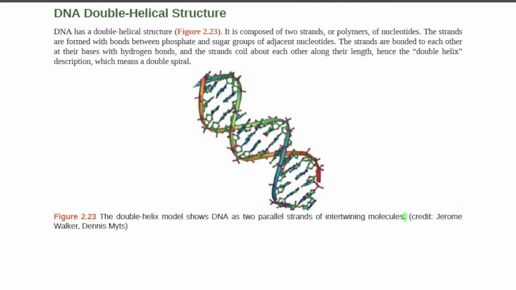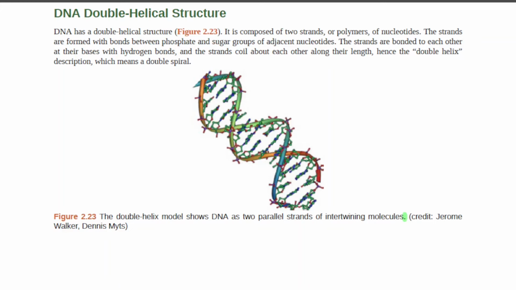DNA double-helical structure. DNA has a double-helical structure. It is composed of two strands or polymers of nucleotides. The strands are formed with bonds between phosphate and sugar groups of adjacent nucleotides. The strands are bonded to each other at their bases with hydrogen bonds, and the strands coil about each other along their length, hence the double helix description, which means a double spiral.